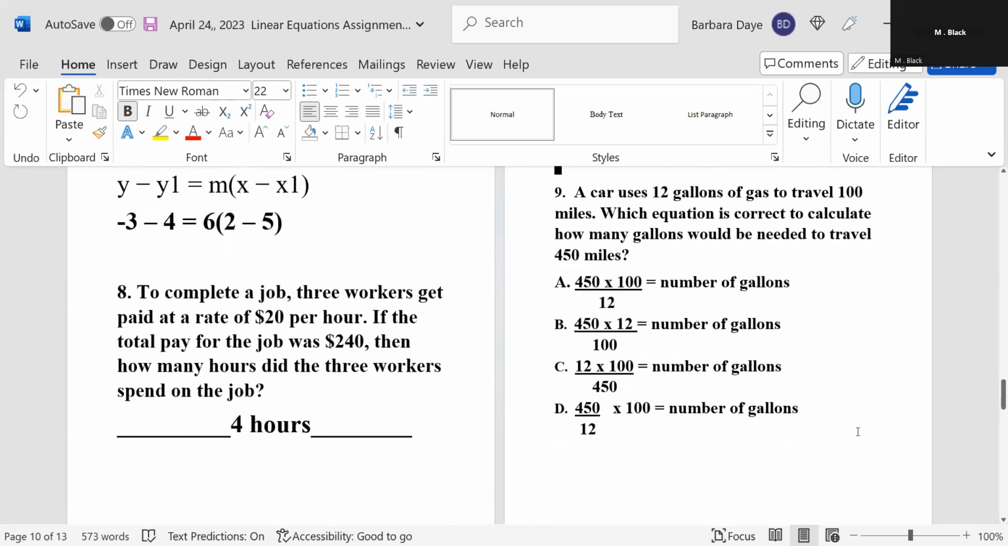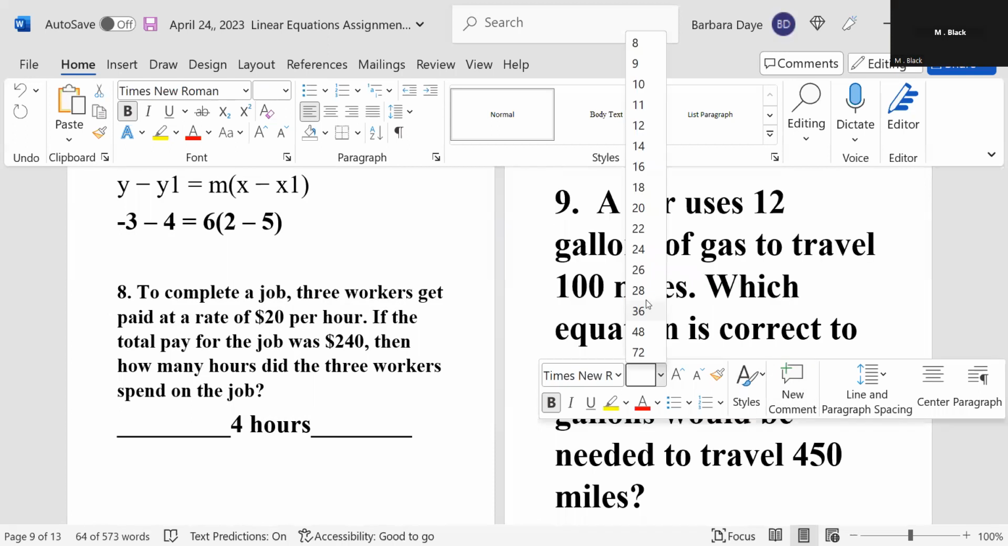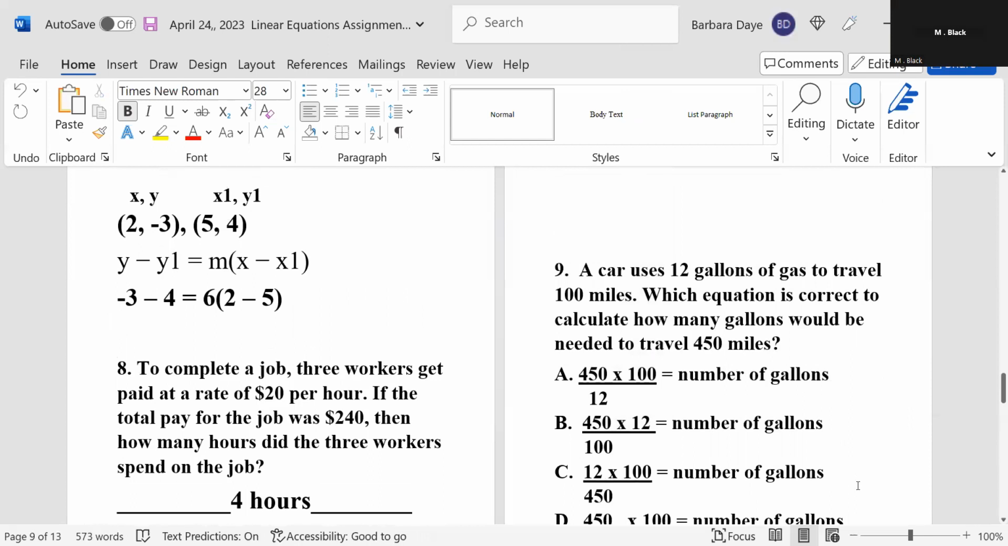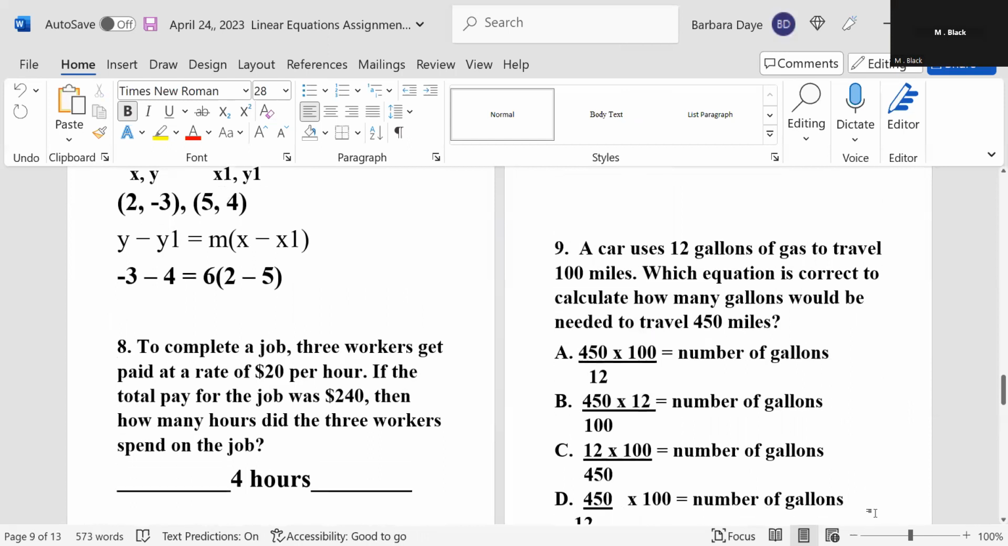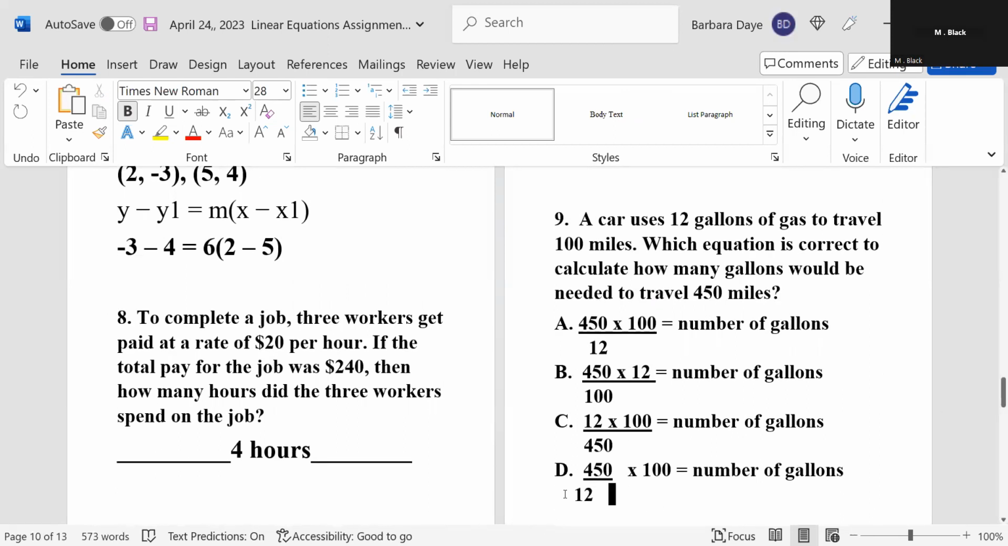Okay, a car uses 12 gallons of gas to travel 100 miles. What equation is correct to calculate how many gallons would be needed to travel 450 miles? This is the 12 gallons.